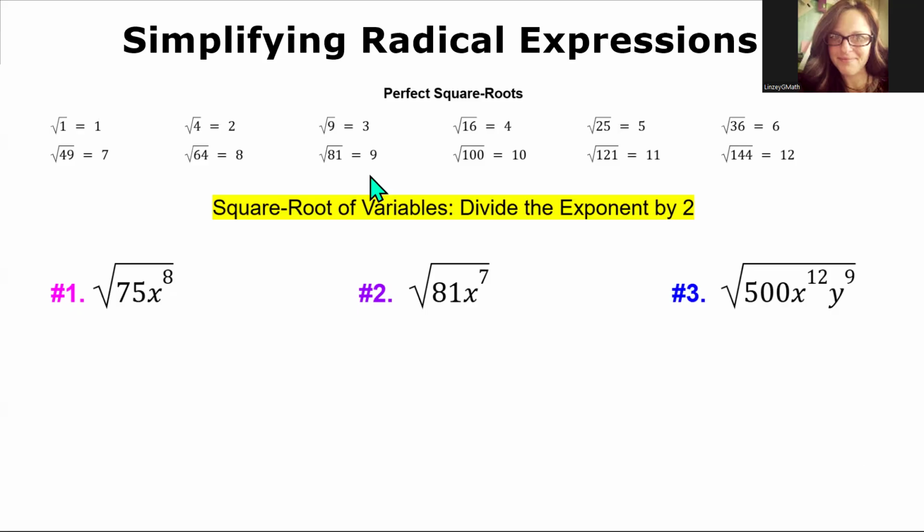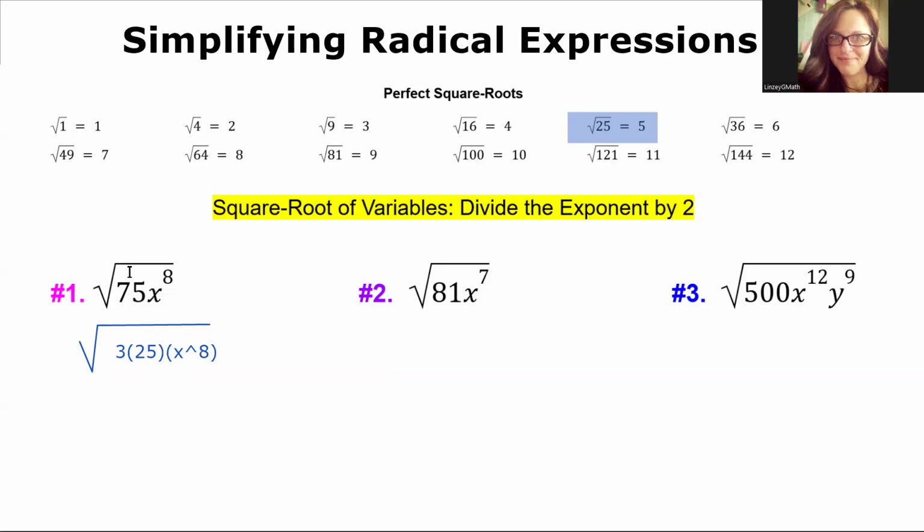Number one. First, let's deal with the number, square root of 75. We're going to break up 75 into two numbers that multiply to 75, one of which is a perfect square. 3 times 25. 25 is a perfect square. 3 times 25, and then we still have x to the 8th power.